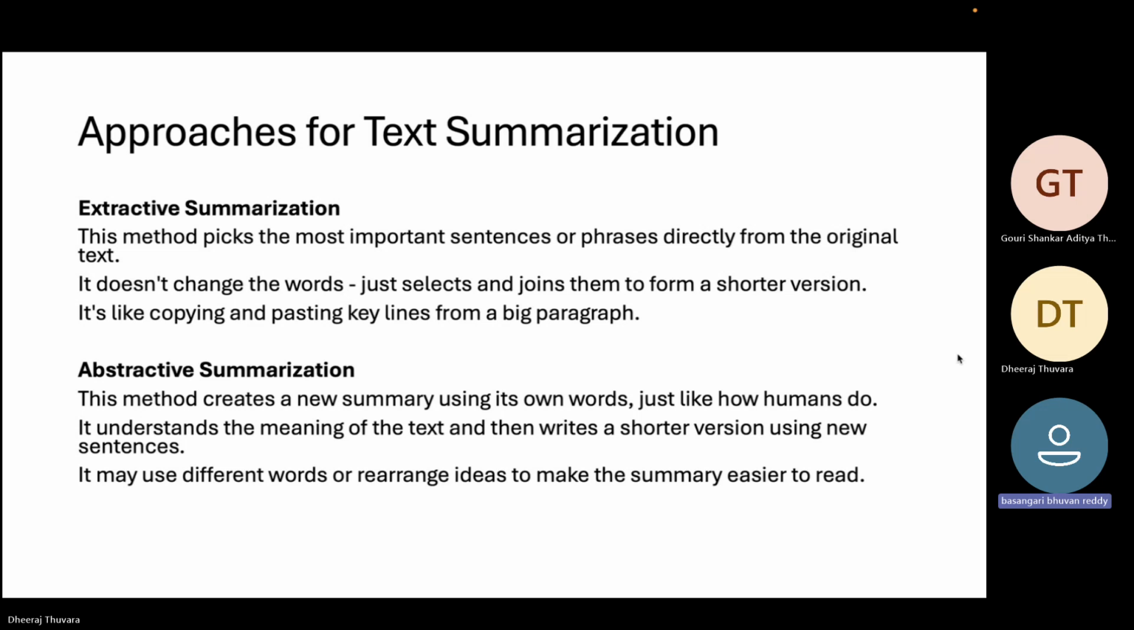sentences and phrases. Coming to abstractive summarization, which is the modification of extractive summarization, in this method we create a new summary using its own words. The model will understand what it reads and generate an abstractive summary, which means it will use all new words and rearrange all the words. It will even generate new words to generate the summary.